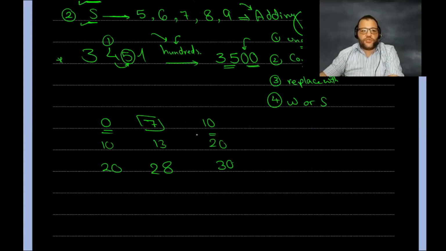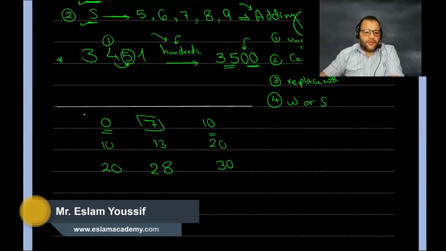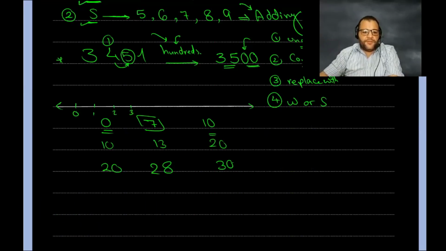Is 7 near to 0 or near to 10? It's closest to 10 or closest to 0. If you find the distance between 0 and 10, now we have, you know the number line? That's called the number line. Now we have 0, 1, 2, 3, 4, 5, 6, 7, 8, 9, 10.